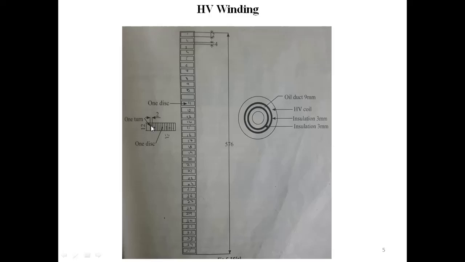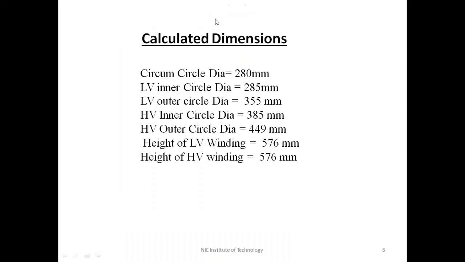So this is your 1 turn with a dimension of 12 and then 2 mm, and this is your 14 turns disc, and this is how we are going to arrange these 36 discs vertically. And we have calculated the height of the HV winding also along with the HV inner and then outer dia. And from this problem, this is what we have calculated. Height of the LV and then HV winding both are same, that is 576 mm. This is what we have calculated.